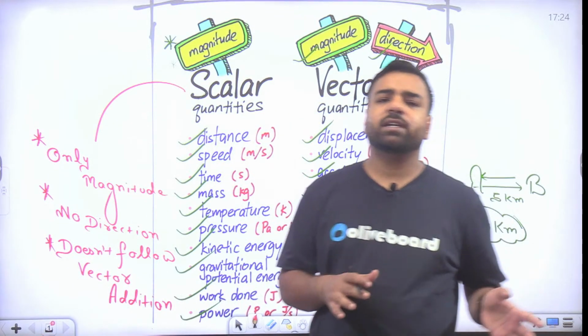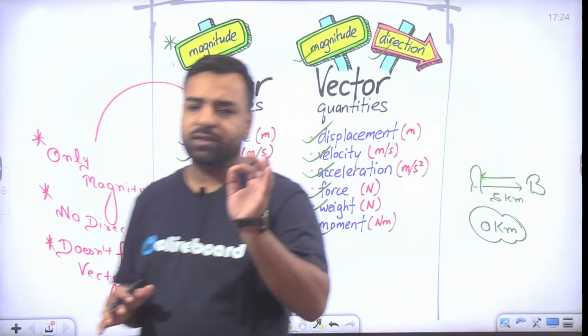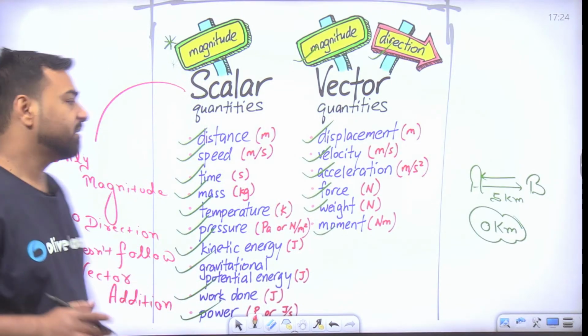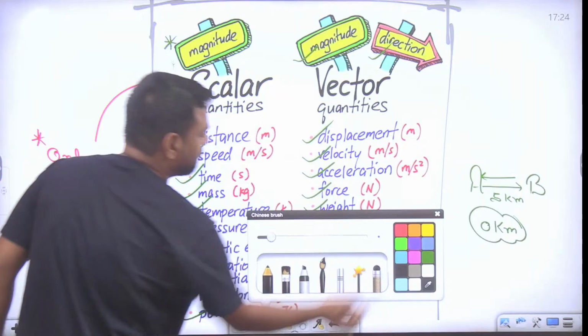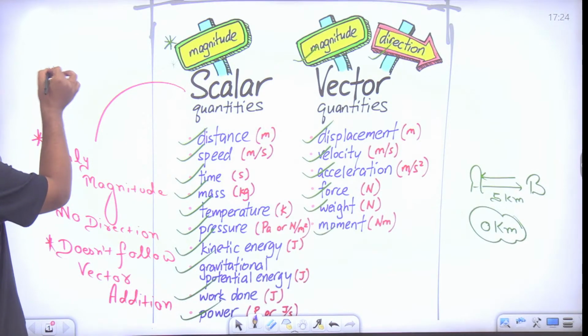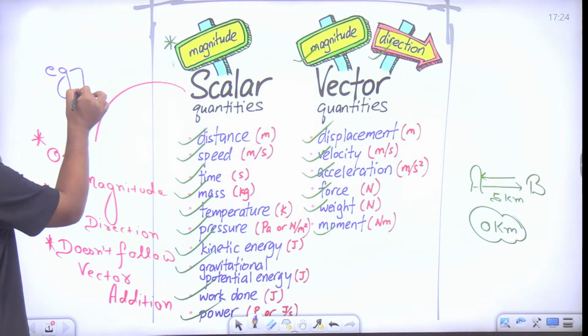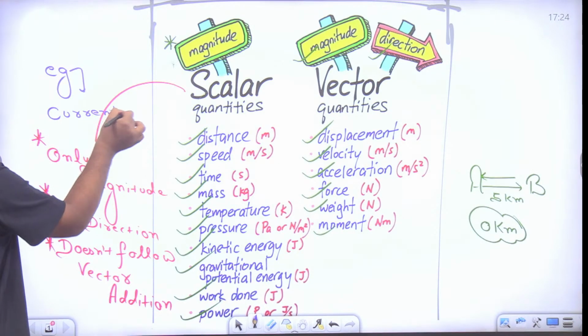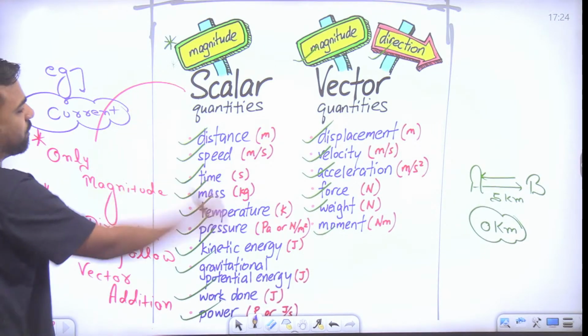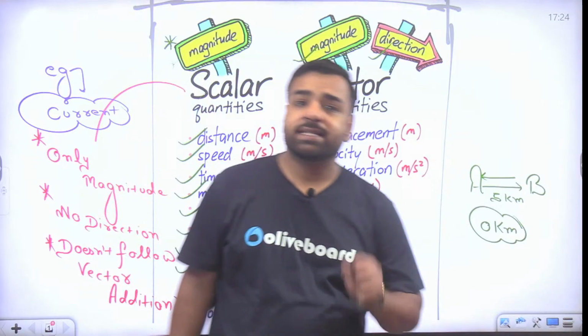Many of the candidates have doubt here, and with this animation everything is very clear. We can take the example of current also. So I'll write it for you. You need to remember one more example, and that's current. Current is actually an example of a scalar quantity.